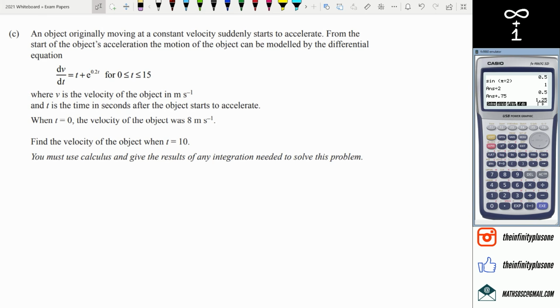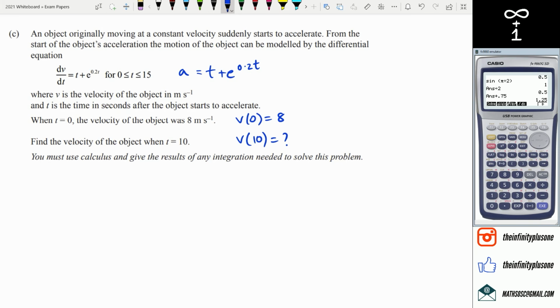Look at this question. All right. So what we have for this question is an acceleration formula here. Acceleration is t plus e^(0.2t). Velocity at t equals 0 is 8, so v of 0 is equal to 8. And the question is asking what is v of 10.